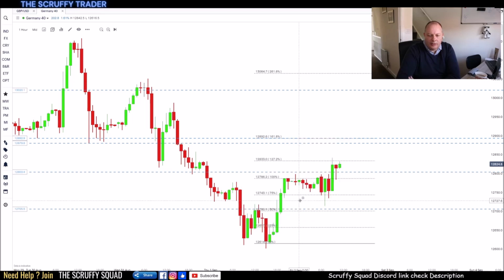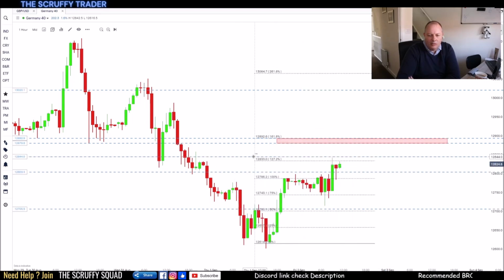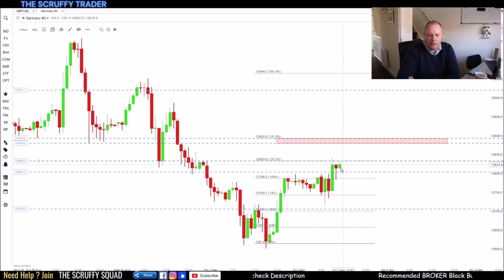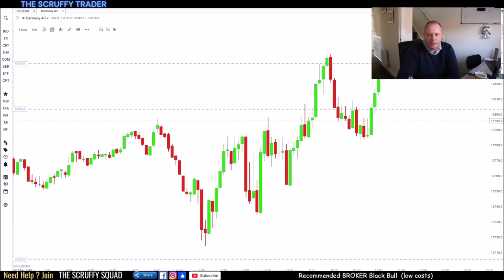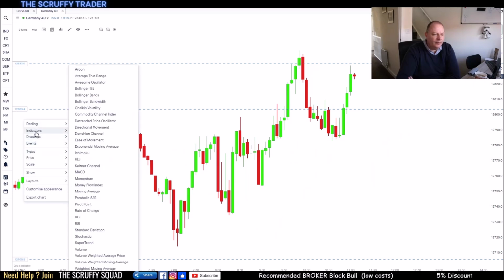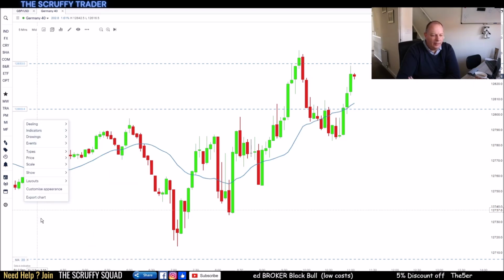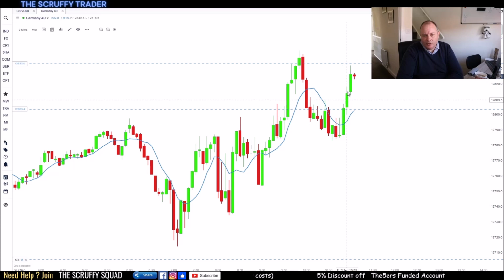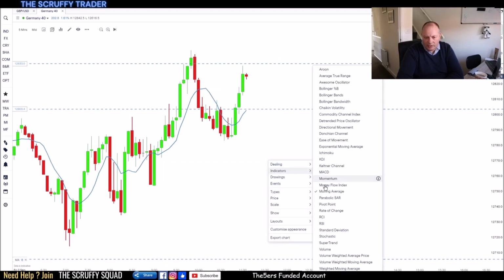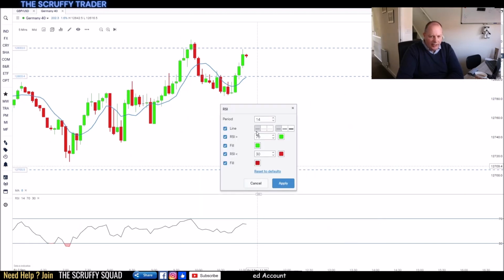Then just there. And we're touching the 127 now. Stall points. This one's not looking bad. Drop it to a 5 minute to see what's going on with it. Put my 8 moving average on it. Just want to see what that looks like. Okay, so it's surged away. So this is the value area. Okay, let's see what RSI has to say.